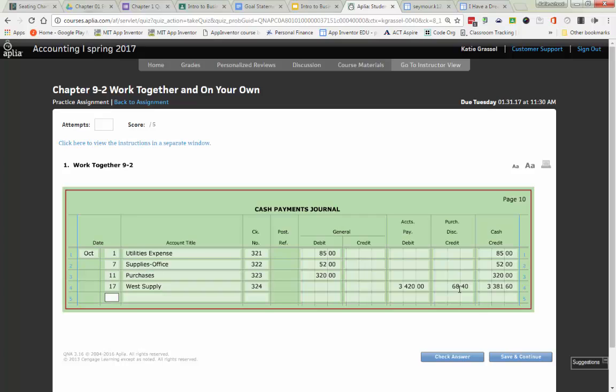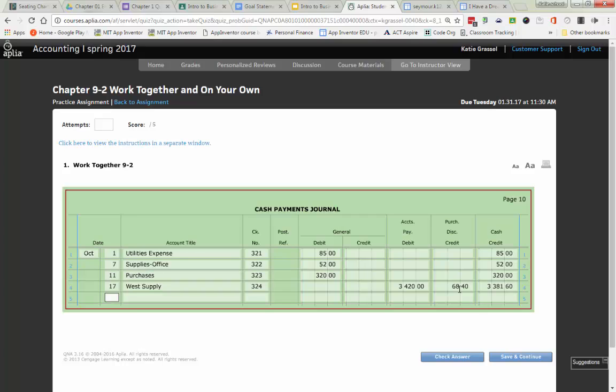So these two numbers right here need to equal this one. If you don't, your debits and credits will never equal. You cannot just take your accounts payable number and put it into your cash credit column. If it says you have a discount, not a trade discount, I said that wrong, you will always know if there's a discount to take because it will tell you what the percent off is. You never have to guess at that. It'll always tell you right within the transaction.